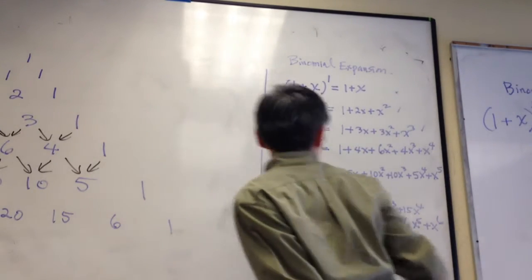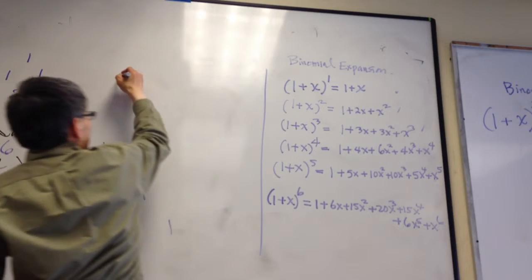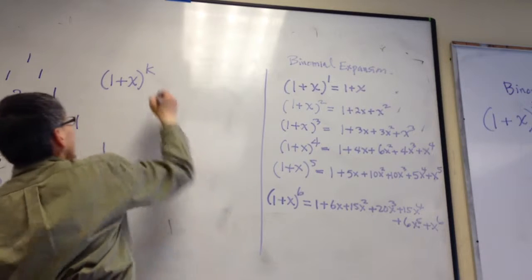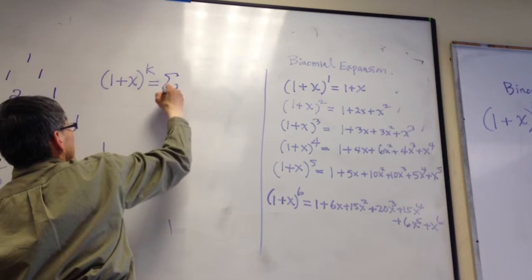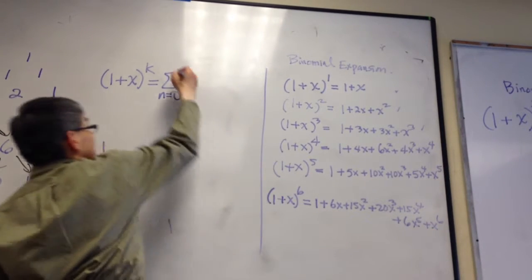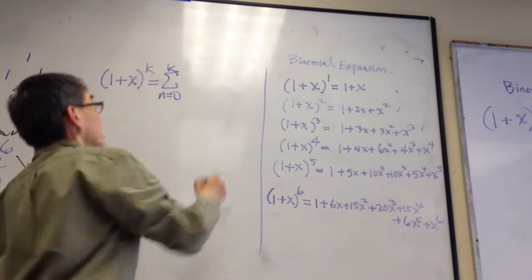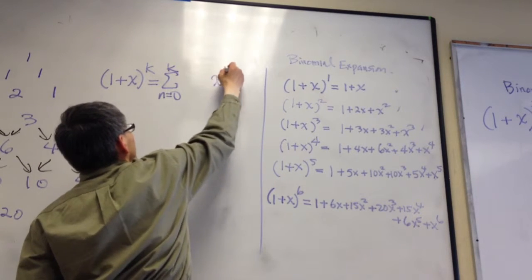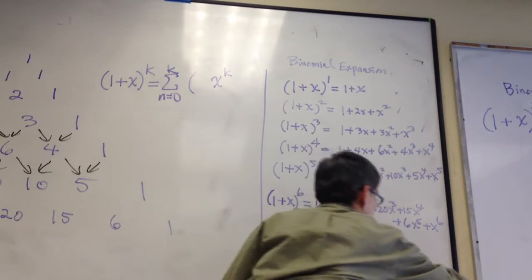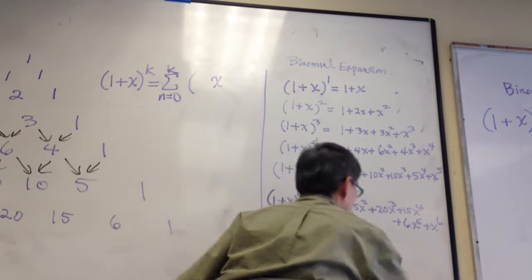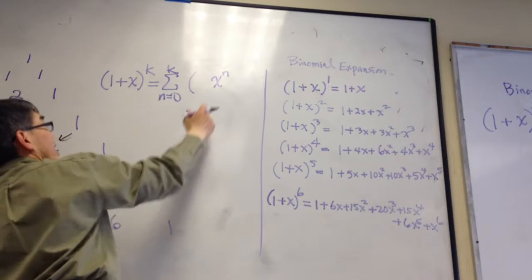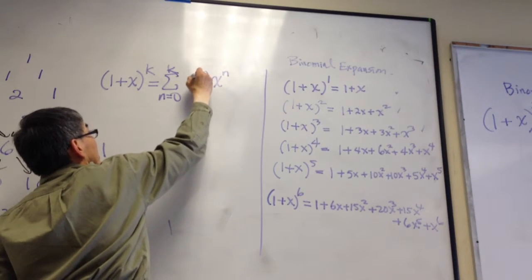Let me write it like this. Here's the notation: (1 plus x) to the k's power is equal to the summation, where n goes from the lowest power, which is 0, to the highest power, which is k. Each term is x to the n, where n goes from 0 to k, and the coefficient of x to the n is called k choose n.